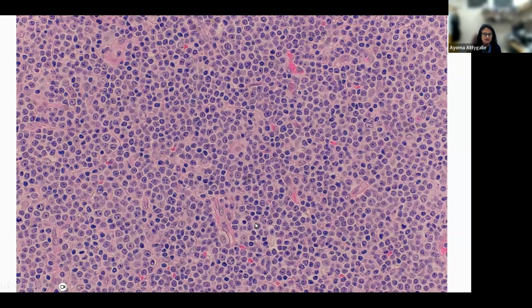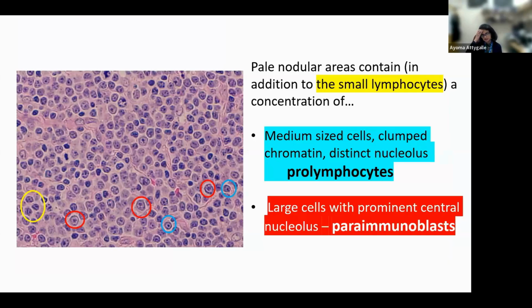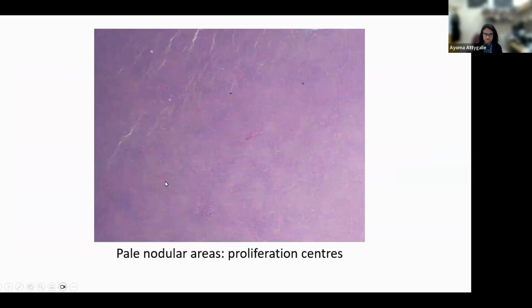If you look at the paler areas, there is an increase in both the medium-sized and the larger nucleolated cells. So these pale nodular areas, in addition to the small lymphocytes that you are seeing, which I have highlighted here in yellow, also show medium-sized lymphocytes with a central nucleolus. This is a prolymphocyte, and also large cells scattered, which have prominent central nucleoli, and these are paraimmunoblasts. So these paler nodular areas are proliferation centers.